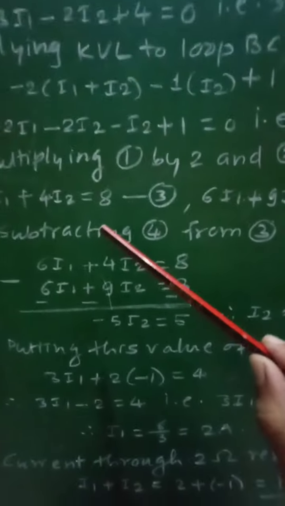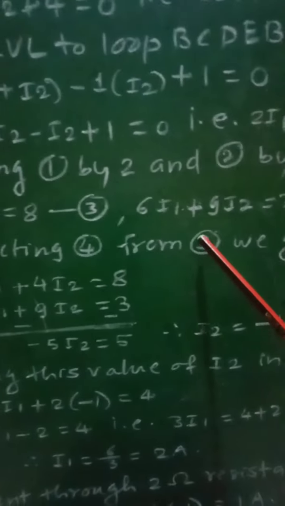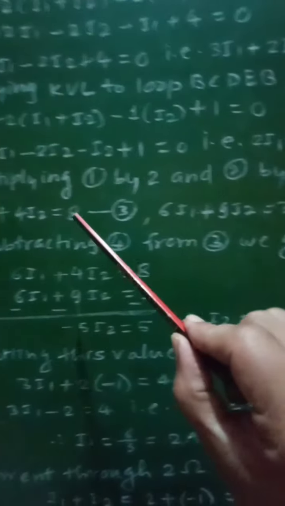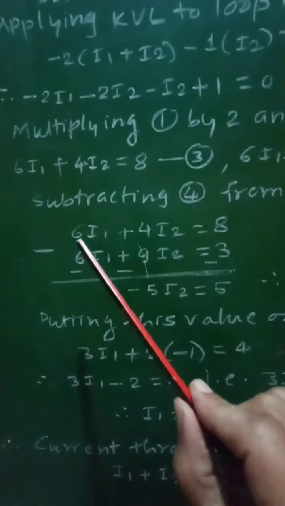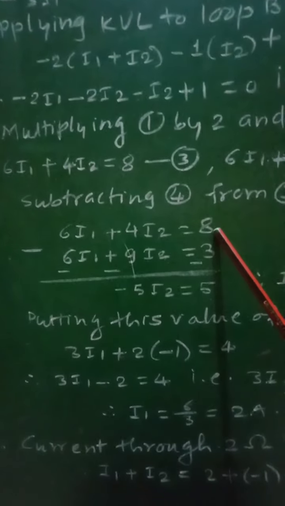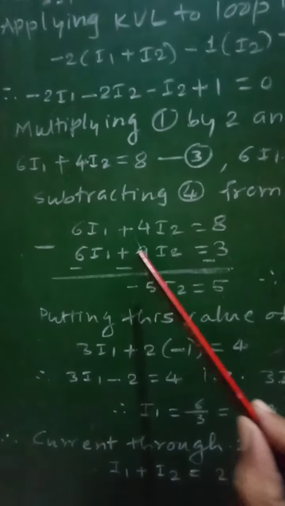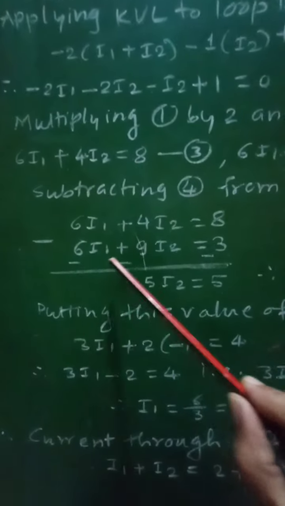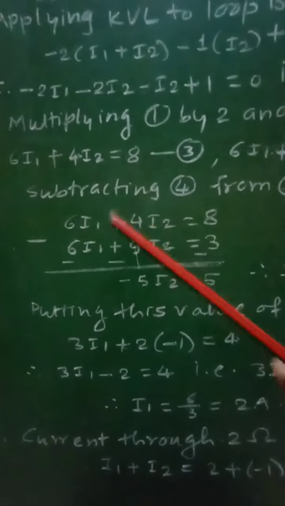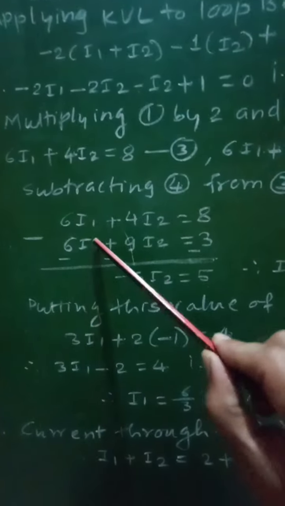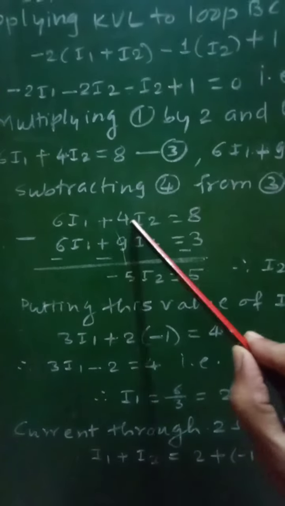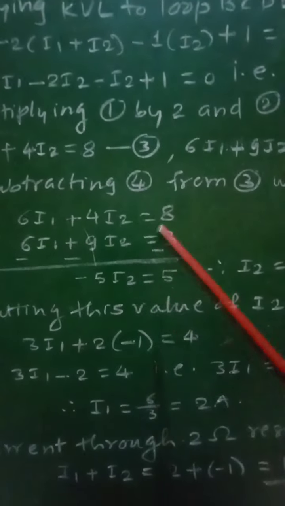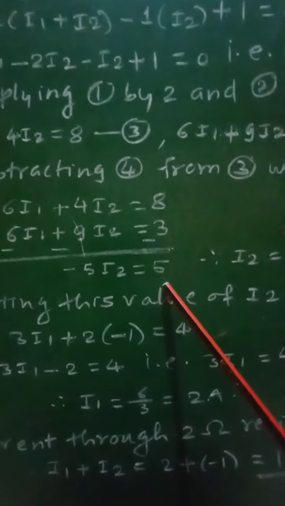Then subtracting equation number 4 from equation 3, we will get 6I1 plus 4I2 equal to 8 minus 6I1 plus 9I2 equal to 3. Now, subtraction is nothing but changing the sign and adding it, and therefore 6I1 minus 6I1 will get cancelled. Then 4I2 minus 9I2 equal to minus 5I2, that will be equal to 8 minus 3 equal to 5.